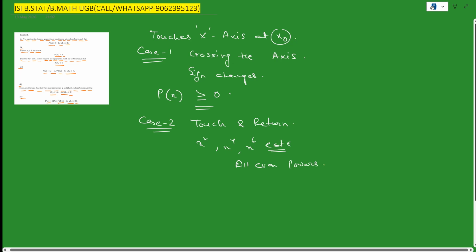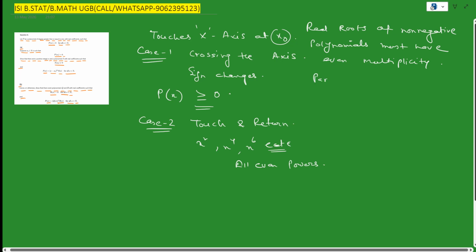Now, this is the hidden philosophy. Real roots of non-negative polynomials must have even multiplicity. This sentence alone is gold. Memorize it forever.